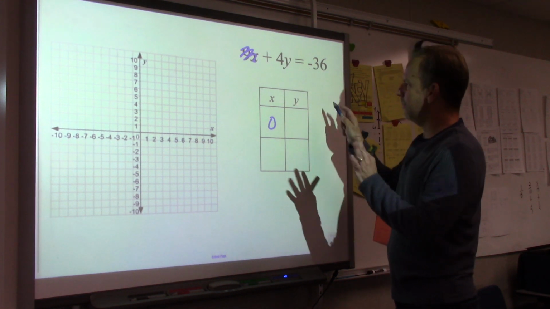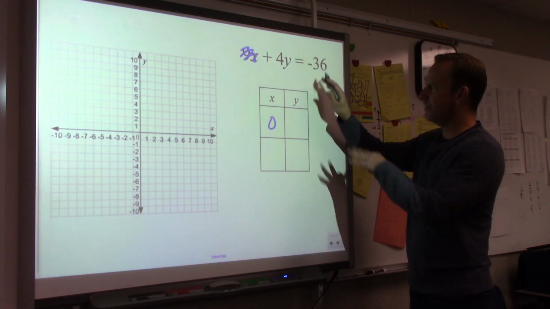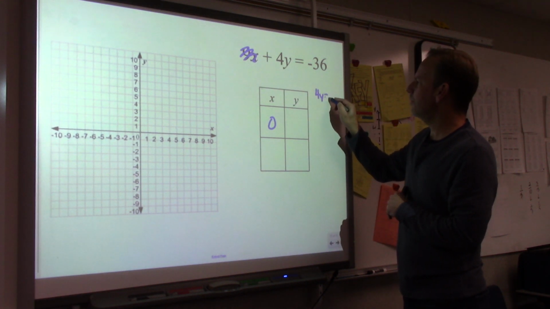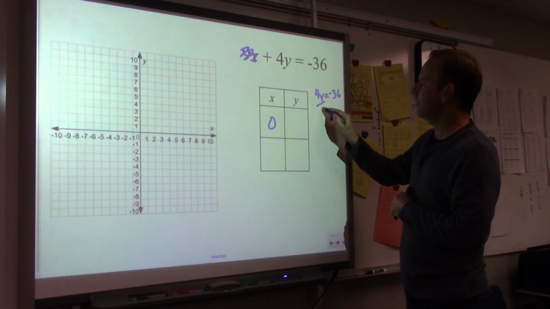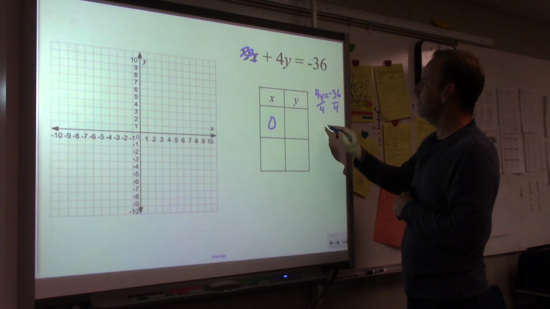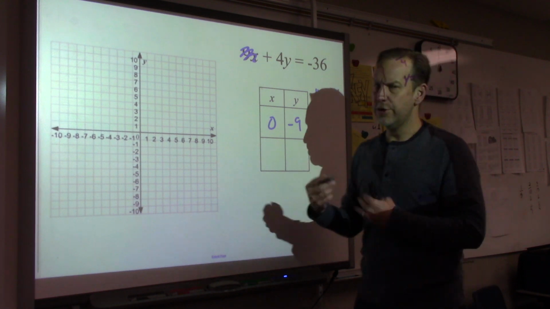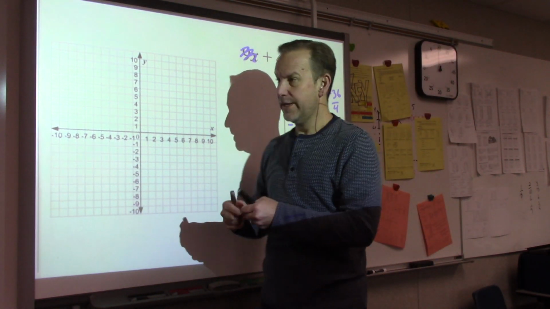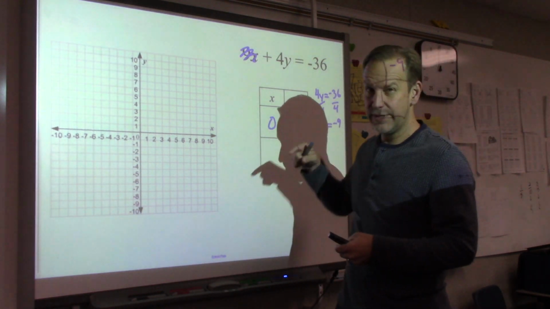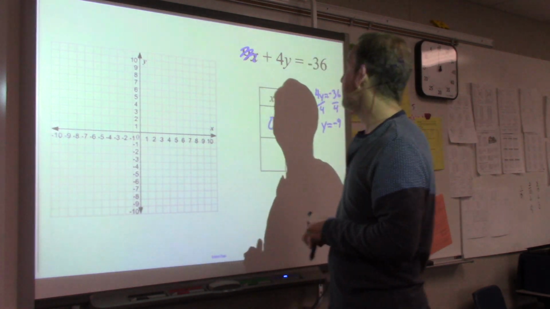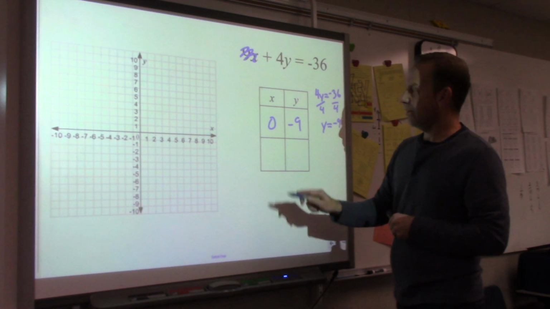I'm going to show that one again because sometimes people have trouble understanding what I'm doing there. By putting a 0 in, I get 4y equals negative 36. I solve that one-step equation, and I go y equals negative 9. Now, what you're going to get good at, hopefully, is realizing it's always the same sort of one-step equation. You get to the point where you can start doing it in your head, right? And so that's the point 0, negative 9.